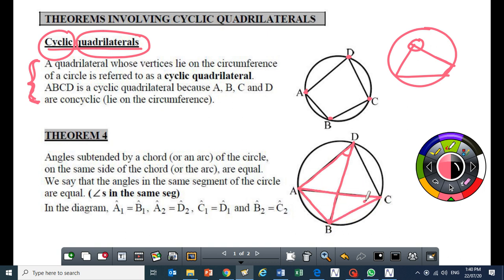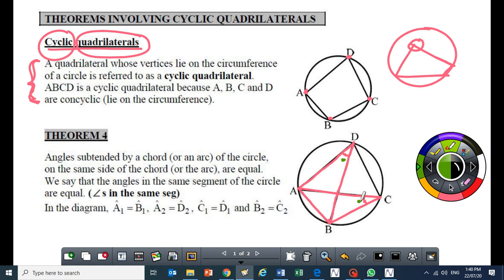So this angle and that angle are going to be equal because they are both subtended by the same chord, and they are found on the same side of the chord, and they are also inside the same segment. Okay? They are inside the same segment. So this angle, we can call it ADB, is equal to angle ACB. Why are they equal? Well, they are angles subtended by the same chord, and they lie on the circumference.